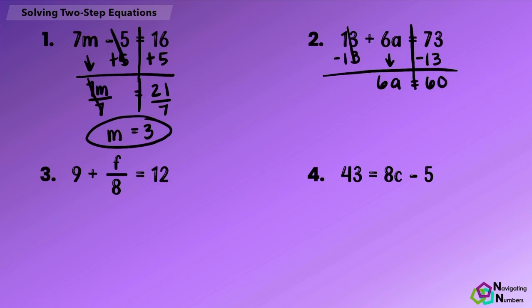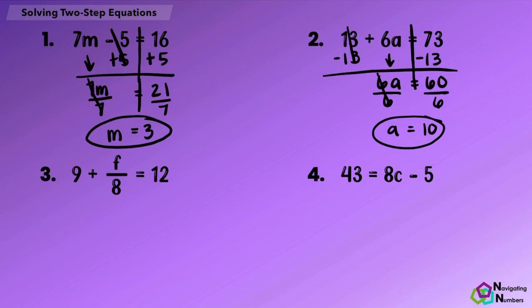Now we're left with multiplication, 6 times a. So to undo the multiplication, we divide by 6 on both sides. That leaves us with a equals 10. Now, what you can do to check that your answer is correct, that your solution is correct, is plug it back into your original equation and see if it is true.